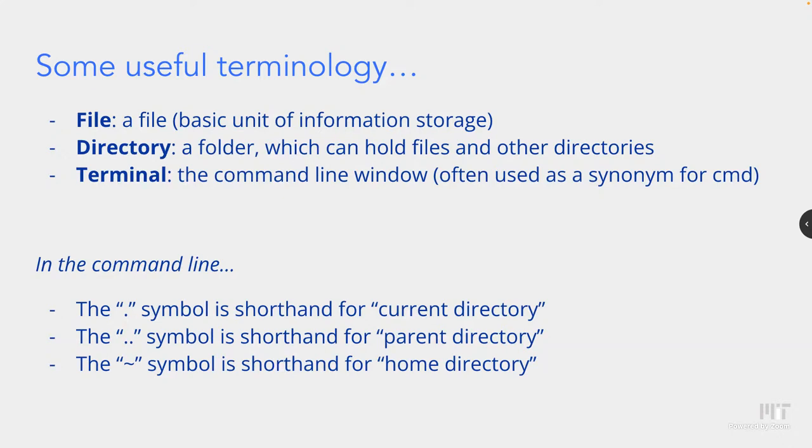In the command line, this is useful for later when you're trying to get relative paths to all your files. Basically, the period symbol is for the current directory, two periods is for the parent directory, and the tilde symbol is for the home directory. This is not that useful for now, but it'll become useful later.